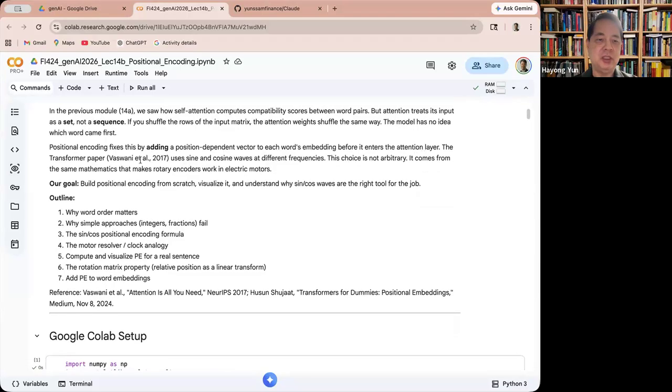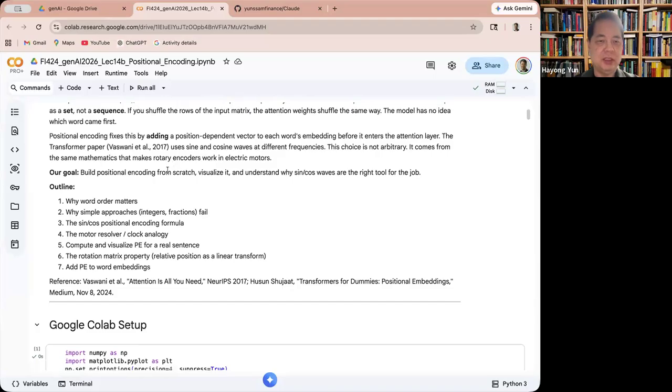the attention layer. The transformer paper, a famous paper, uses sine and cosine waves in different frequencies. And it's actually not a random idea that popped out. It has been used for a long time in mathematics, by motor designers and electric motors, to trace the rotational position using this idea. The transformer engineers basically borrowed this idea from there.